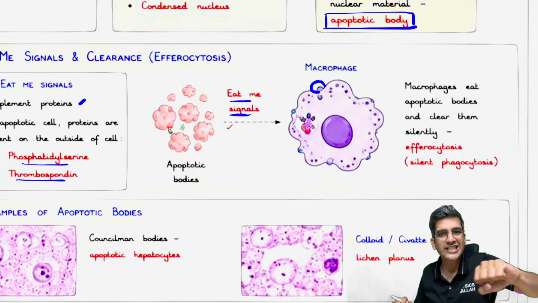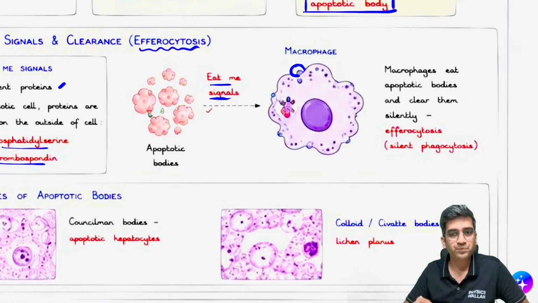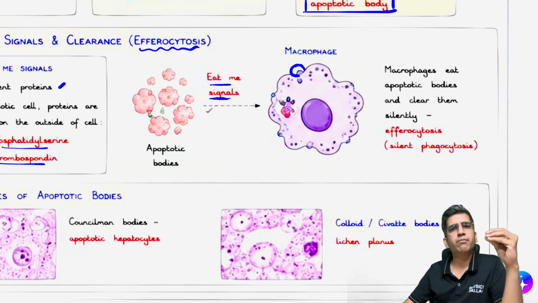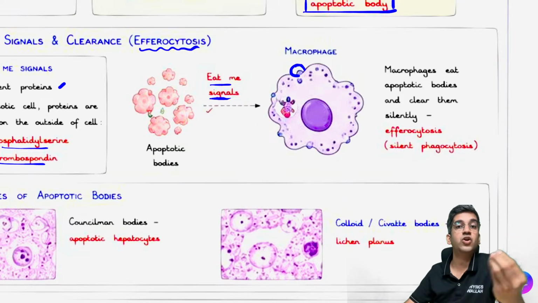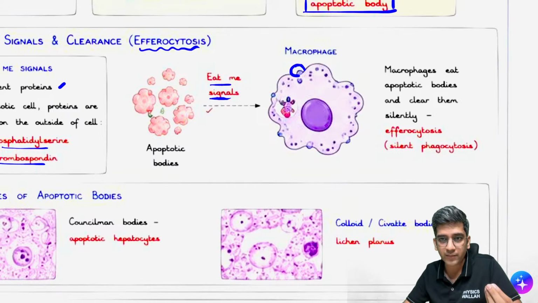The macrophage comes and eats it quietly. This eating is called efferocytosis. This is not phagocytosis, this is efferocytosis. This is a modified phagocytosis where I don't have activation of inflammation, because apoptosis does not have inflammation. Please remember that, fine? Okay.